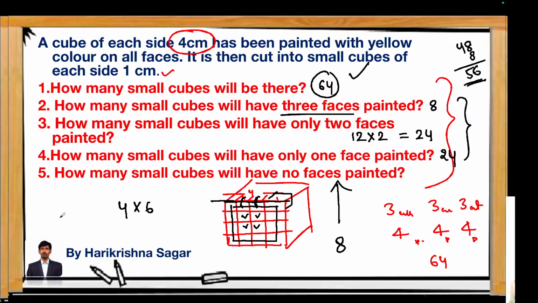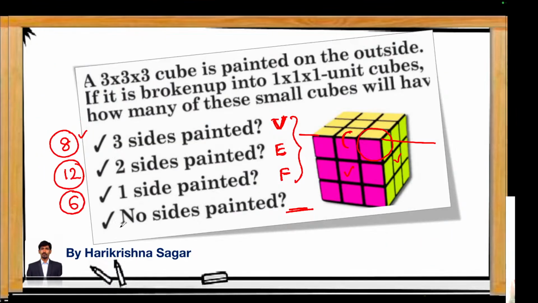Or otherwise, you can also use the other logic. You can observe the dimensions. Dimensions are 4 by 4 by 4. You can decrease 2 for every dimension, giving 2 by 2 by 2. You will get your answer as 8. Okay, so that is the point which I want to convey here.